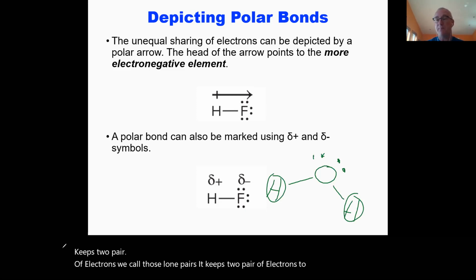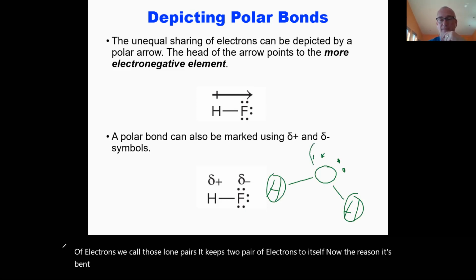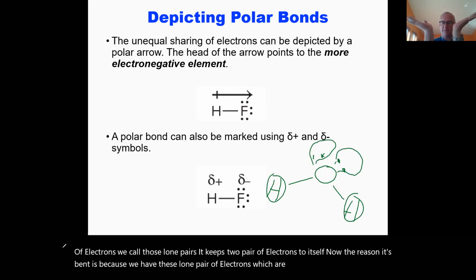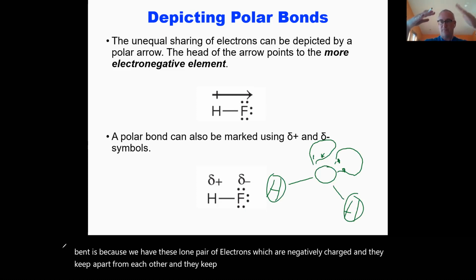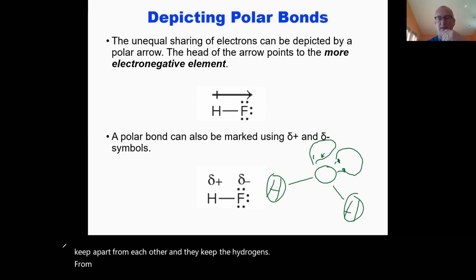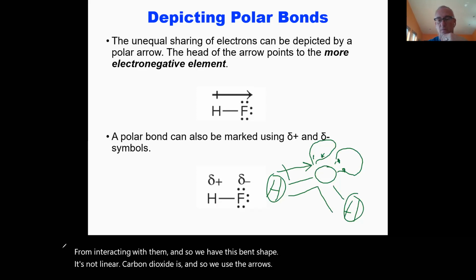Now, the reason it's bent is because we have these lone pair of electrons, which are negatively charged, and they keep apart from each other, and they keep the hydrogens from interacting with them. And so we have this bent shape. It's not linear like carbon dioxide is. And so we use the arrows pointing in this direction.